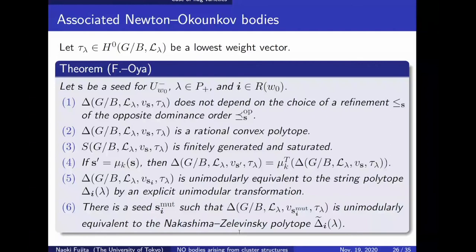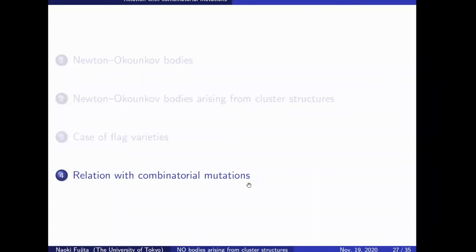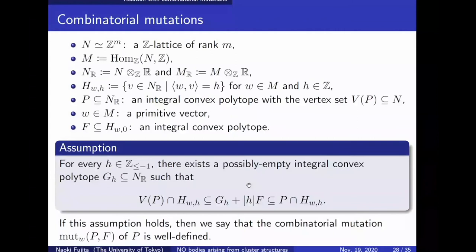Now, Newton-Okounkov bodies are related by tropicalized cluster mutations. Let us relate this relation with combinatorial mutations. Let me start with the definition of combinatorial mutations. This is the setting. Let N be a lattice of rank M, and M the dual lattice. These are the sets of lattice points in some Euclidean spaces N_R and M_R.